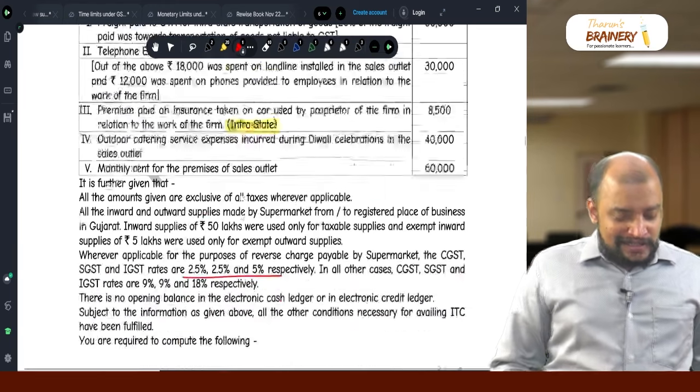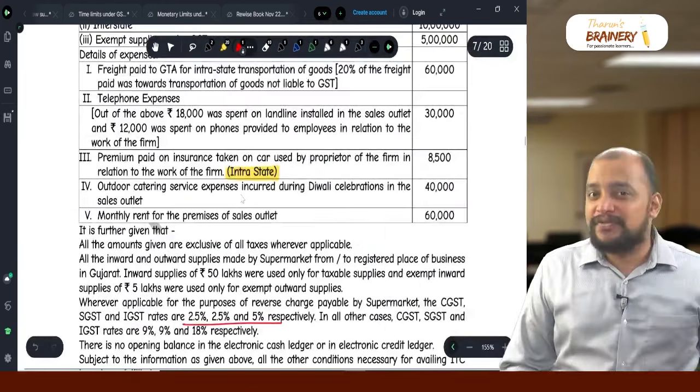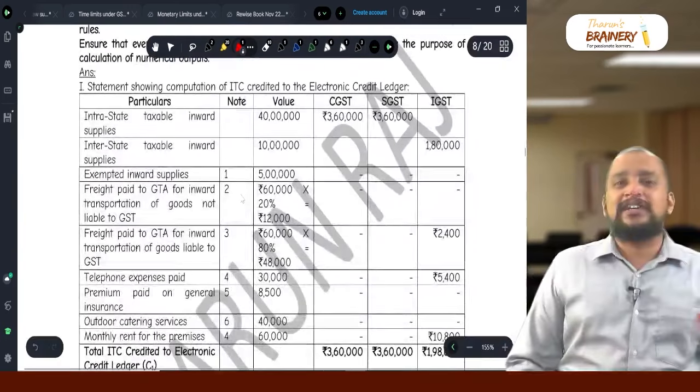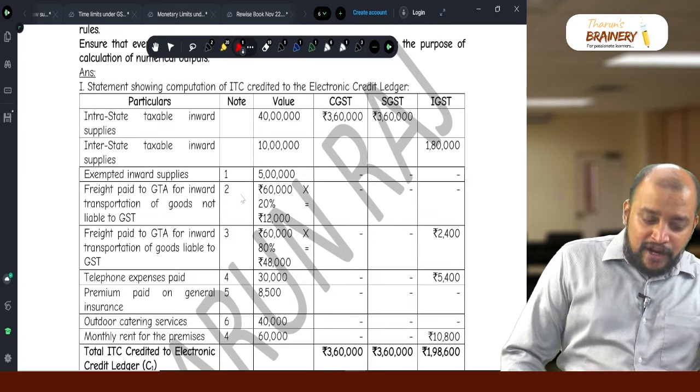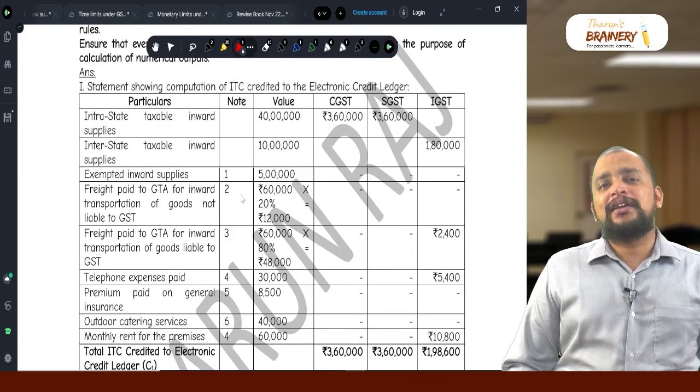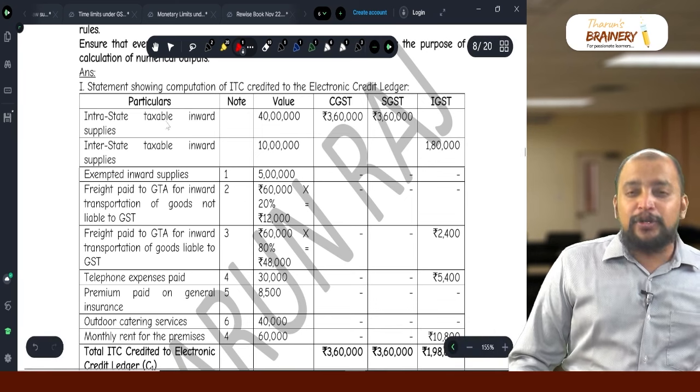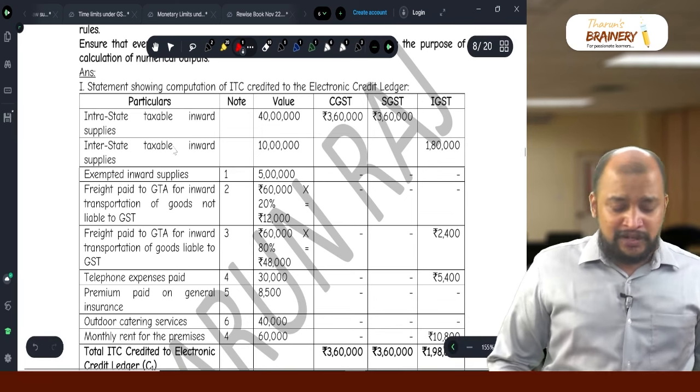60,000. So this 60,000 is divided, and first the inward supplies we will complete. Computation of input tax credit. I gave the answer. Actually, that's why it took time, because for every question and answer, typing took time here. So, statement showing computation of ITC. First, the ITC computation we will see.